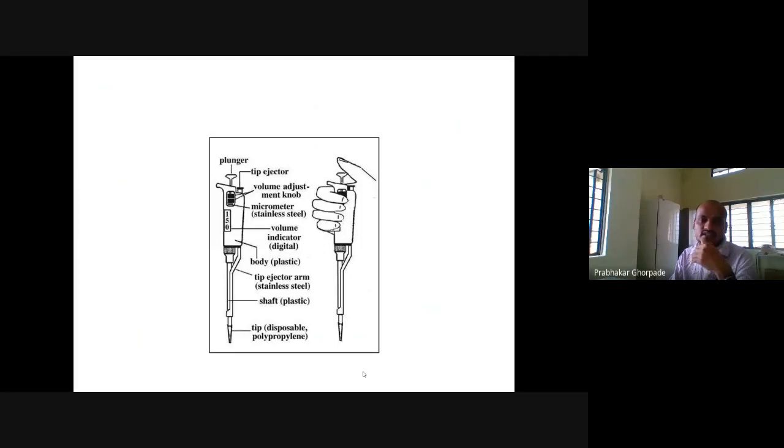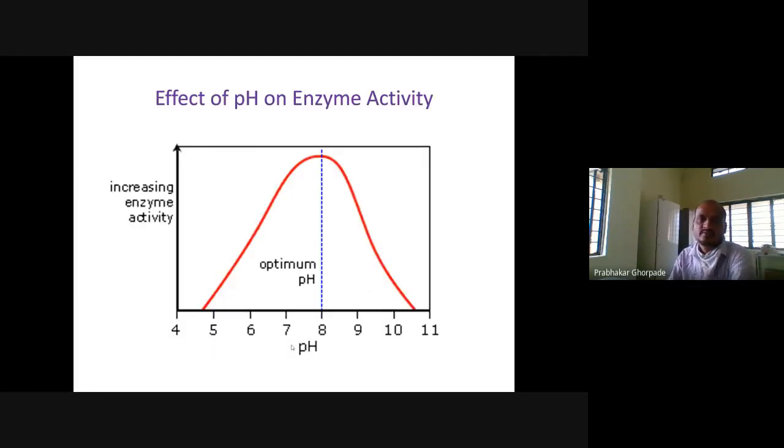So this is basically how to use the tubes and how to use the pipette. Whenever you are using a pipette, these are the parts of the pipette. There is a plunger, a tip ejector, a volume adjustment knob, a micrometer, and a volume indicator you can see on our pipette. There is a plastic body and a tip ejector. This is a sharp, disposable polypropylene tip. So these are the parts of our micropipette.